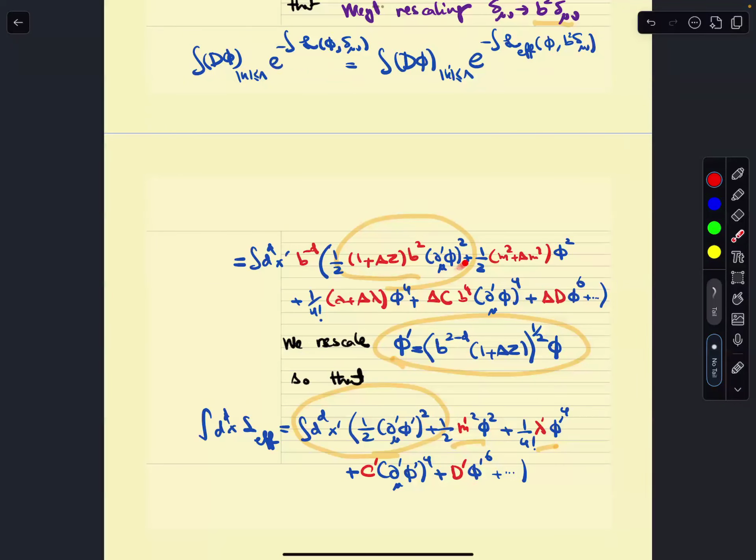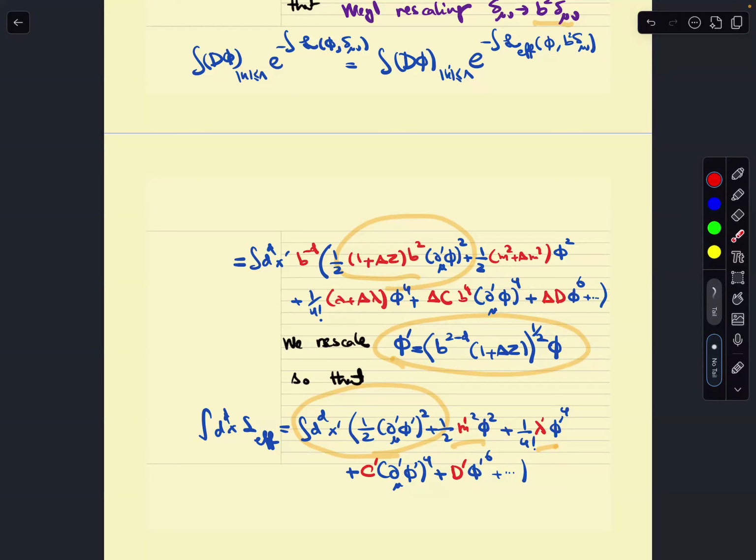So now by staring at this, it's pretty clear that what you would like is to bring back the form of the kinetic term to the standard form. So you would like the kinetic term to look like del mu prime phi prime squared. That requires that you eat this factor, which is b to the power of 2 minus d, 1 plus del z, into 2 phi squared. So you take this to the power of half phi, right?